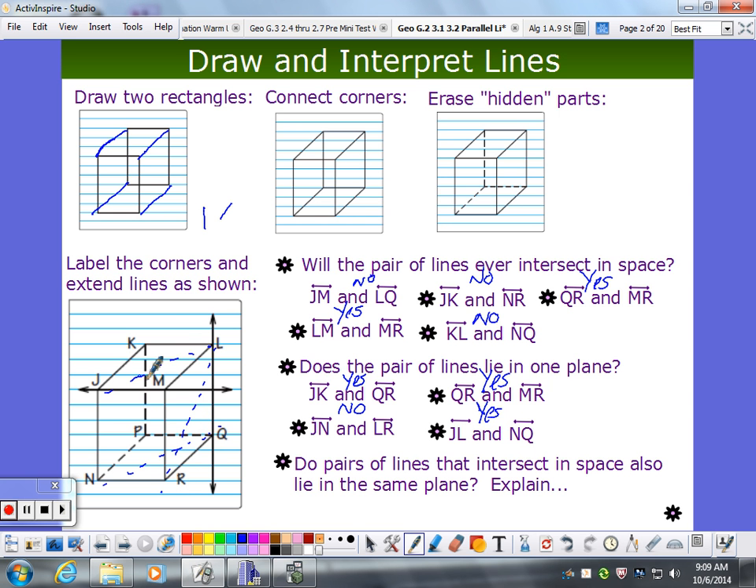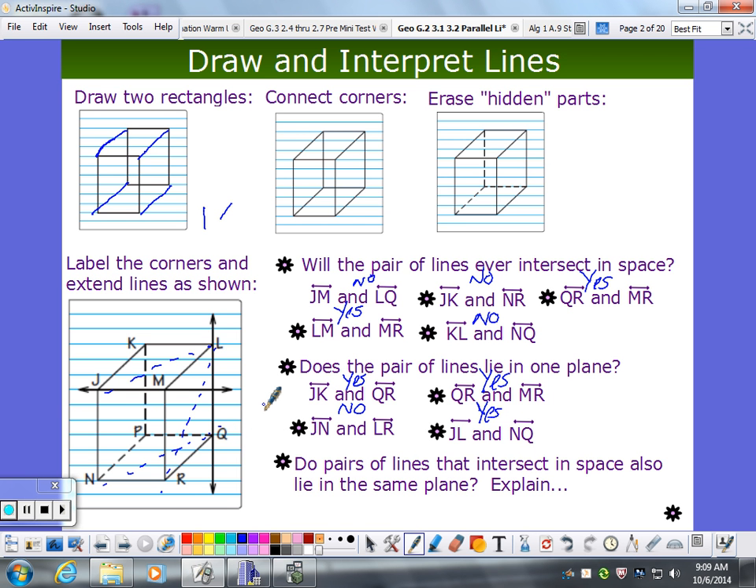So two diagonals. We're looking at JL and NQ. Okay, I understand now. This is the plane. Can you lay a piece of paper on it? It's kind of how you look at it.